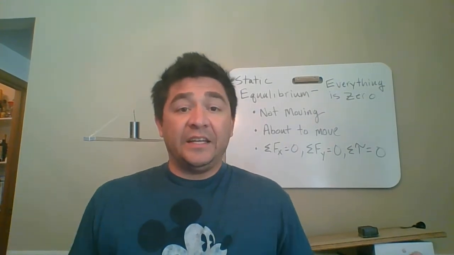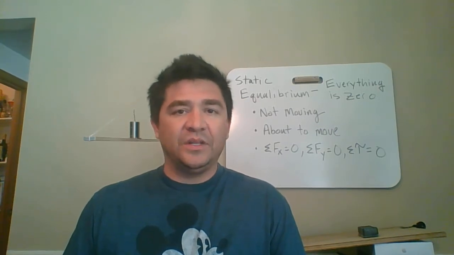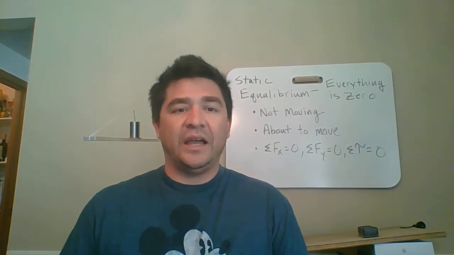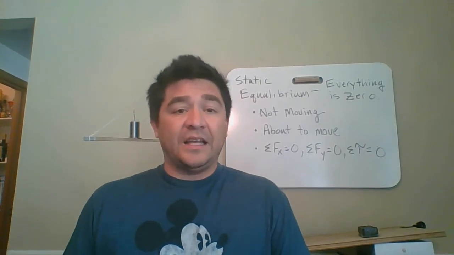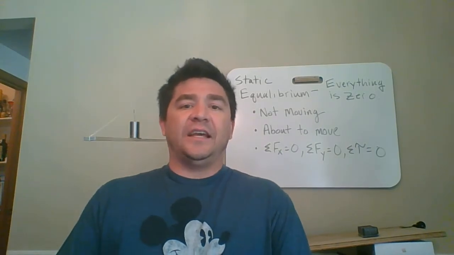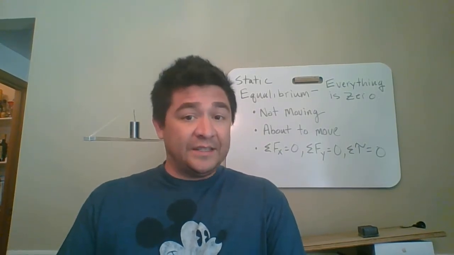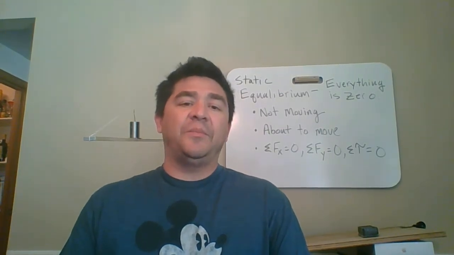Static equilibrium is exactly what it's called for. Static, nothing's moving. Equilibrium, everything's equal. So everything is equal to zero, which makes the math nice if you get it set up right. That means either something's not moving and it's just staying static, or because you want it to not keep moving, or you're trying to get something to move and it's just about to move.